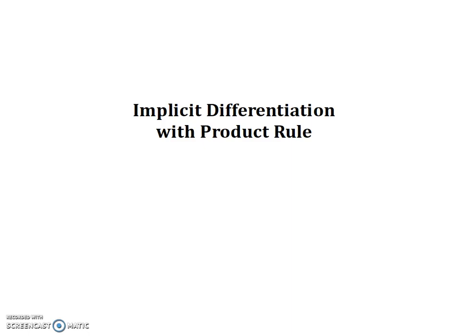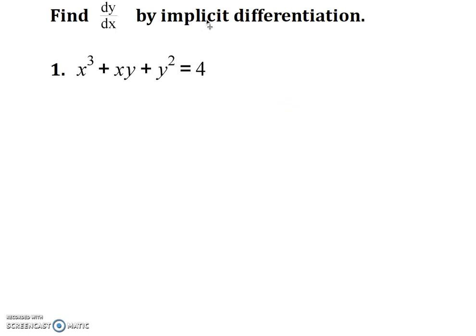Today we have more implicit differentiation, but now we'll be using the product rule in our implicit differentiation. So find dy/dx by implicit differentiation. For number 1, we have x cubed plus xy plus y squared equals 4.